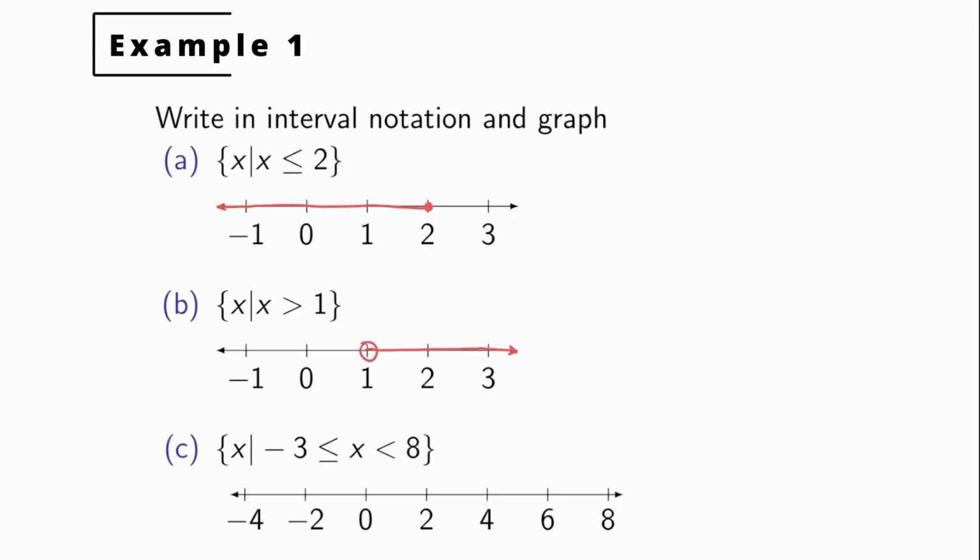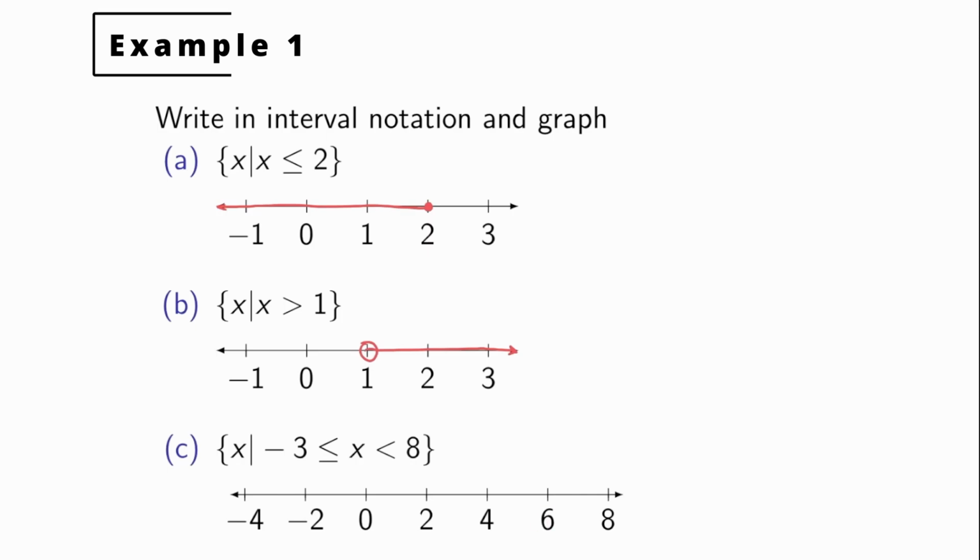Finally, in our last example, x such that x is greater than or equal to -3, but less than 8. So greater than -3 would be anything to the right of -3. Less than 8 would be anything to the left of 8. So we don't have -3 on this number line, but we can assume it's between -2 and -4.